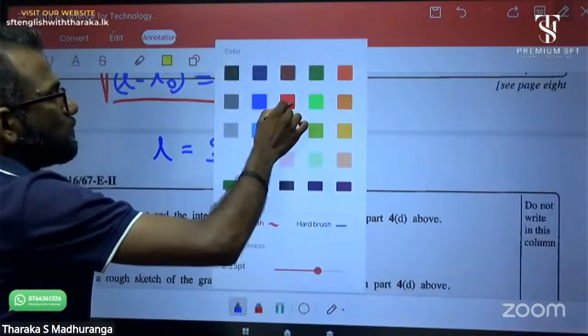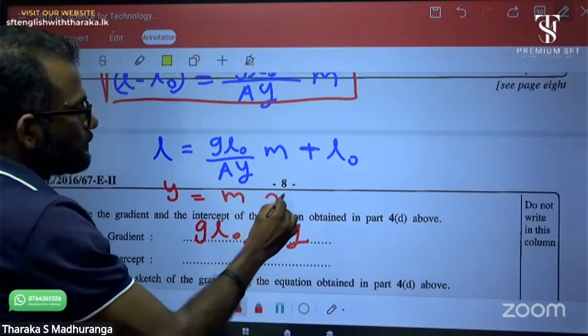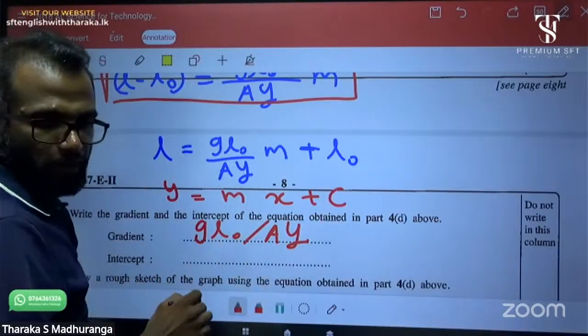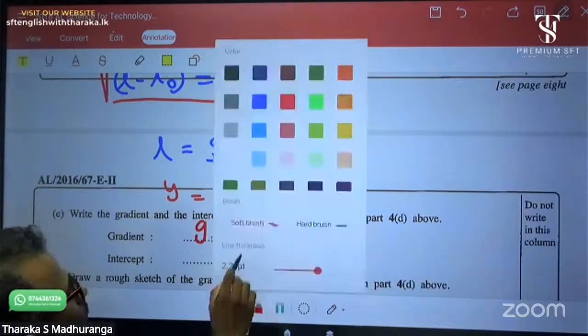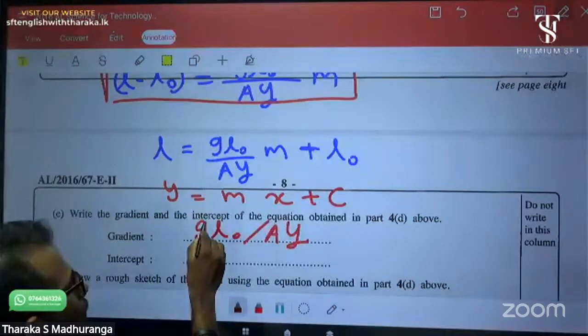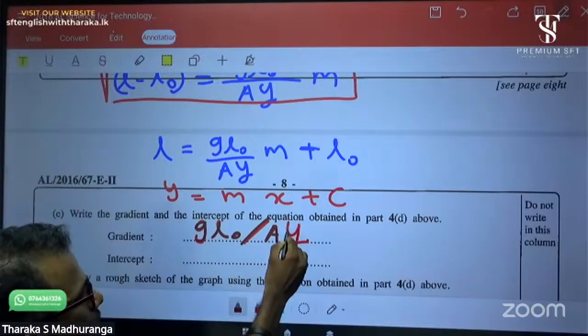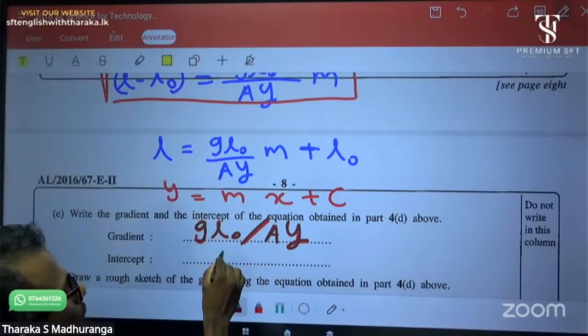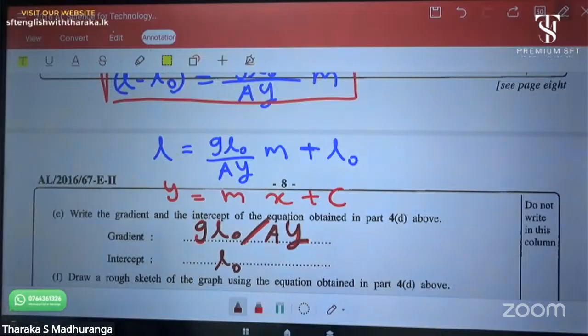Actually, this equation is y equals mx plus c format. That point okay, Tanya? Then plus L naught is the intercept. Plus L naught is the intercept.